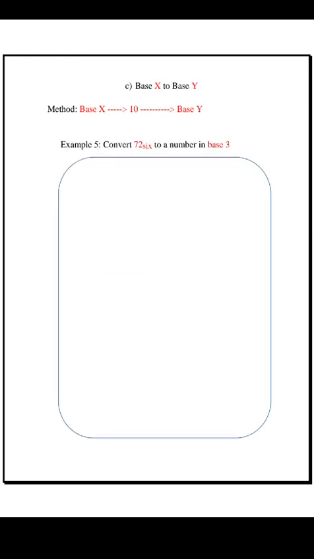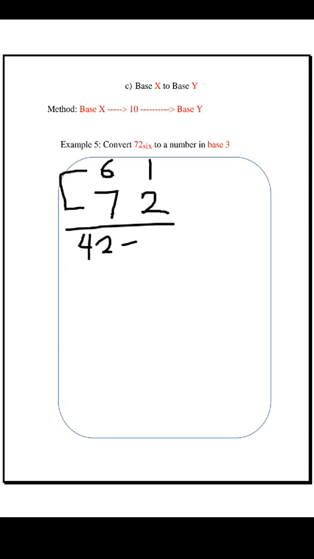Now, if you want to convert from one base to another, you have to convert to base 10 first. Let's convert 72 base 6 to a number in base 3. I'm going to use my second method, using multiples. Since it's base 6, I'll give the first number 1. Then I'll start multiplying by 6. 6 times 1 is 6. So 6 times 7 is 42, plus 1 times 2 is 2. So it is 44 base 10.